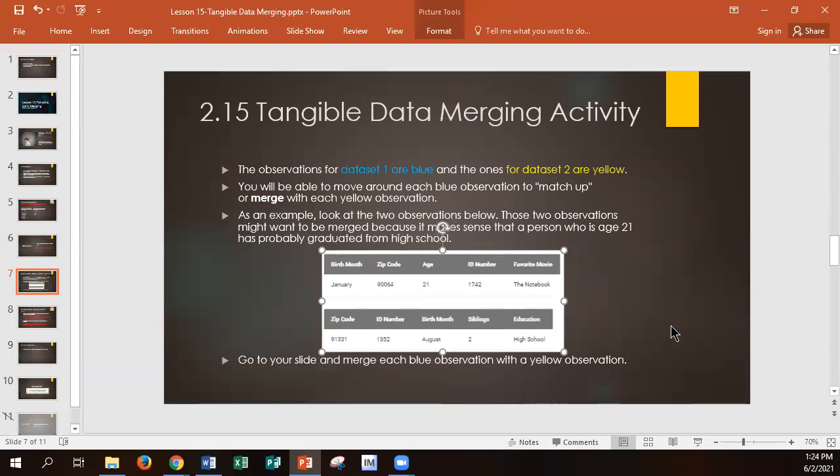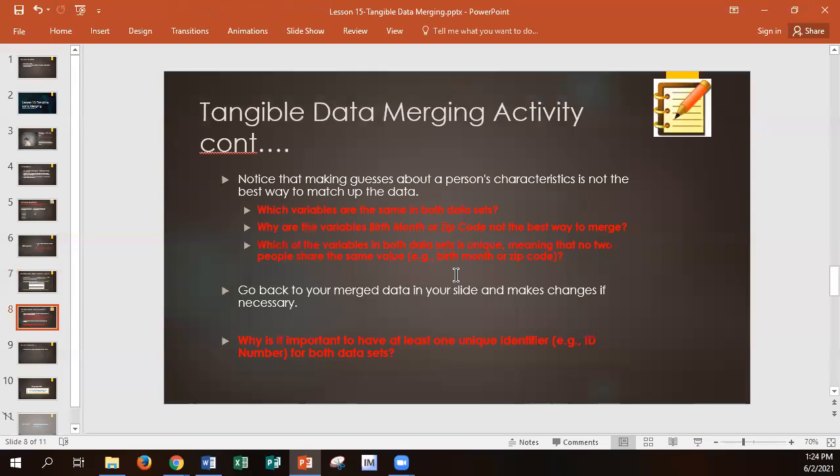Okay. So after you match up the strips, there's only 6, right? So there's 6 pairs. You're then going to move on in your Desmos activity and you're going to answer the following questions. Notice that making guesses about a person's characteristics is not the best way to match up data. So it takes you through the questions. Which variables are the same in both data sets? Why are variables? It's just going to take you through those questions.